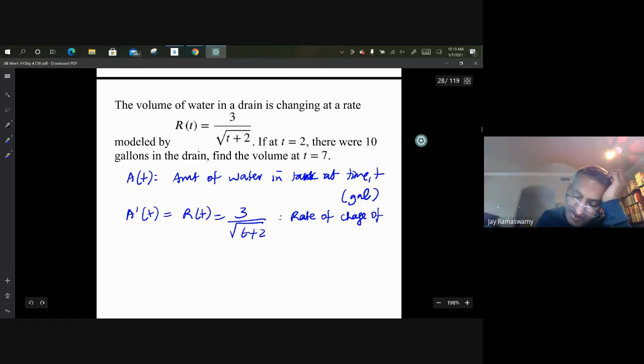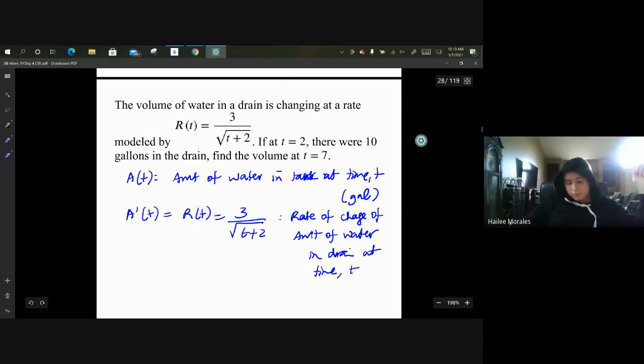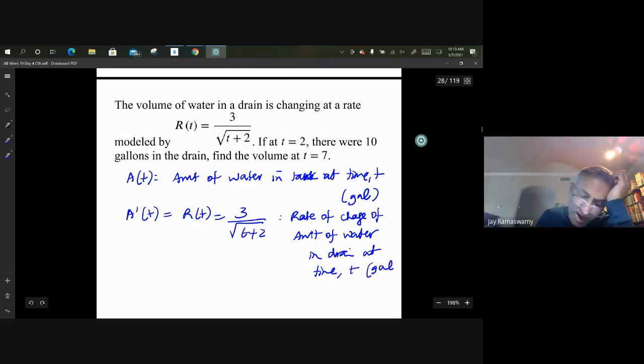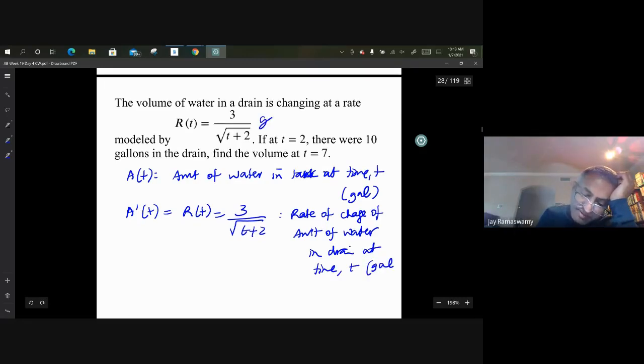A dash of T is the rate of change of the amount of water in the drain at time T, measured in gallons. Oh, I did not say it: it's gallons per hour, by the way. That's page 28. I have to make corrections. Page 28. I'm writing on my palm, by the way.